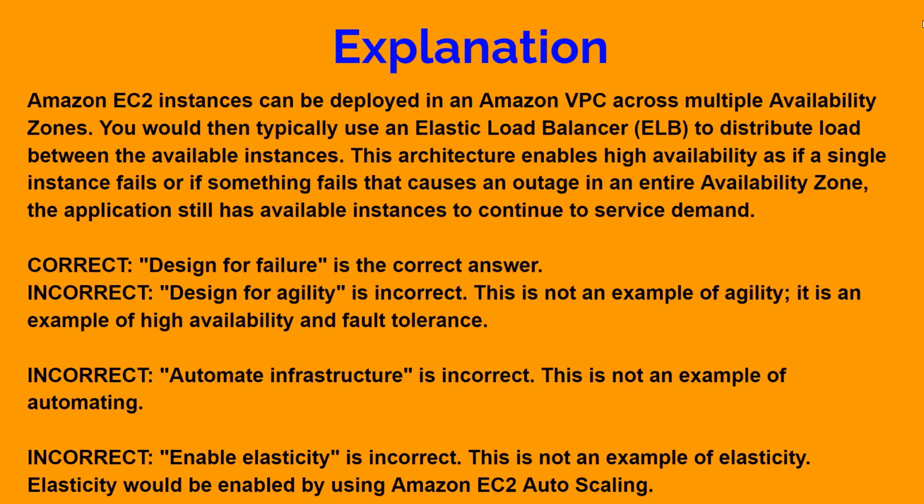Incorrect. Design for agility is incorrect. This is not an example of agility, it is an example of high availability and fault tolerance. Incorrect. Automate infrastructure is incorrect. This is not an example of automating. Incorrect. Enable elasticity is incorrect. This is not an example of elasticity. Elasticity would be enabled by using Amazon EC2 auto-scaling.